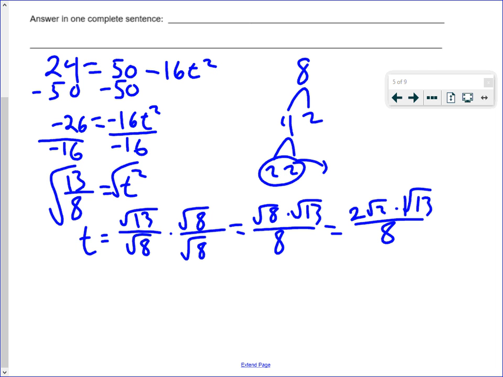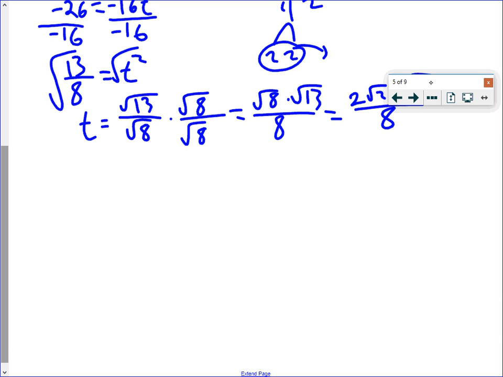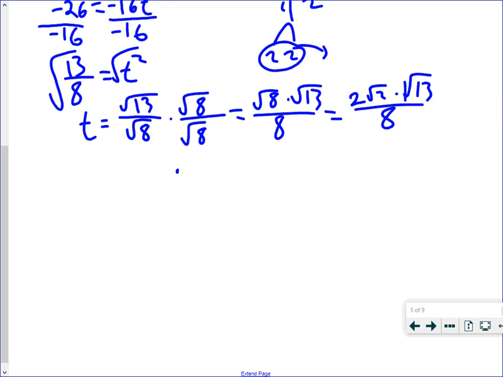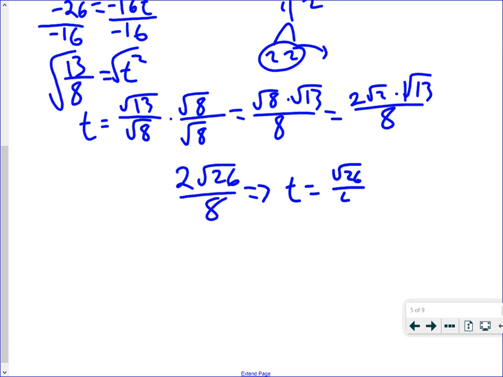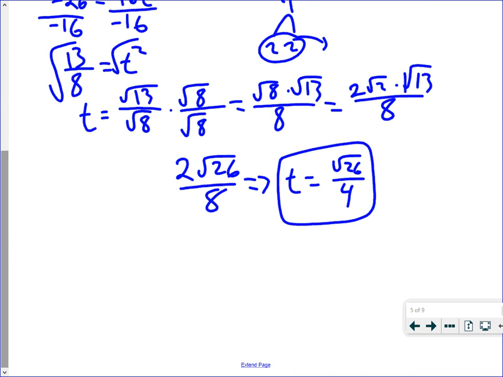The root 2 and the root 13 can multiply with each other. So we can go ahead and just make it 2 root 26 all over 8. Or this will simplify, since the 2 and 8 can simplify some more. We can actually end up getting that t equals root 26 all over 4. That's our exact answer. If we go back to the problem, it told us to give an exact answer and an approximate. This is our exact answer.